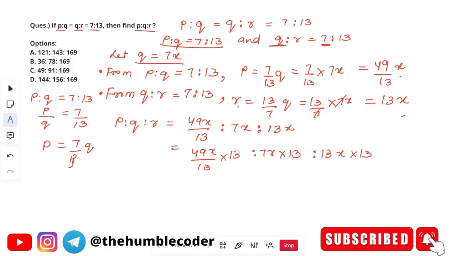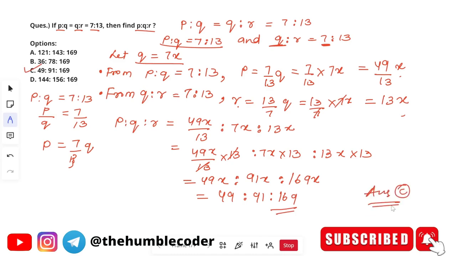Okay, so here this will get cancelled out, this will be 49x, and then 13 into 7x will be 91x, and then 13 into 13 will be 169x. Okay, removing x from everywhere, we will get the final ratio as 49 is to 91 is to 169, which is going to be our option number C. That is why the correct answer for this question is option number C. Hope you have understood it.